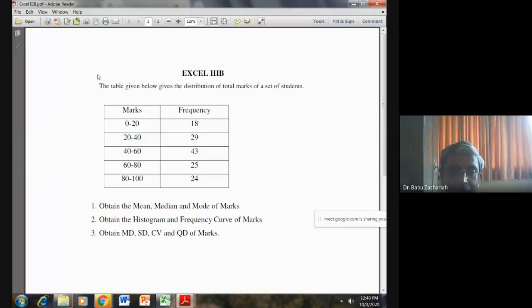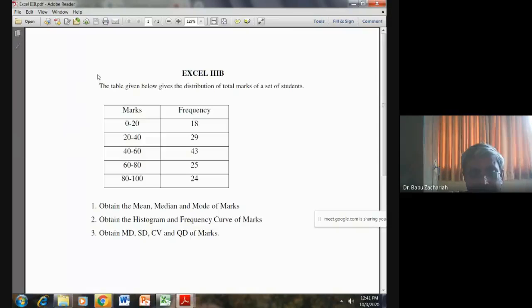You have to calculate from this frequency table and obtain the histogram and frequency curve of Mars, and obtain mean deviation, standard deviation, CV, and quartile deviation of Mars. So this is a grouped frequency table. Directly, functions cannot be used here because functions are given for ordinary data. For frequency tables, none of the functions will work.